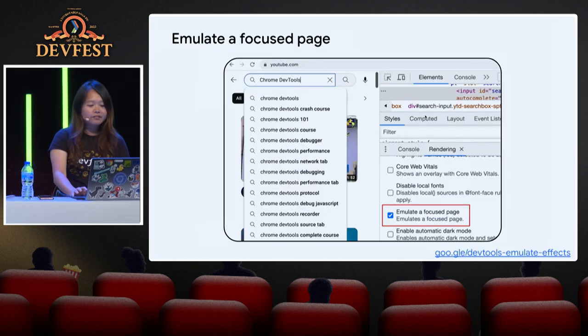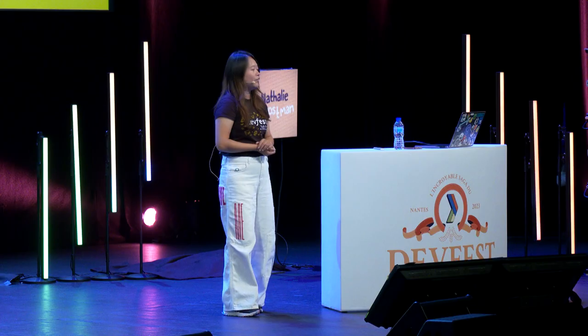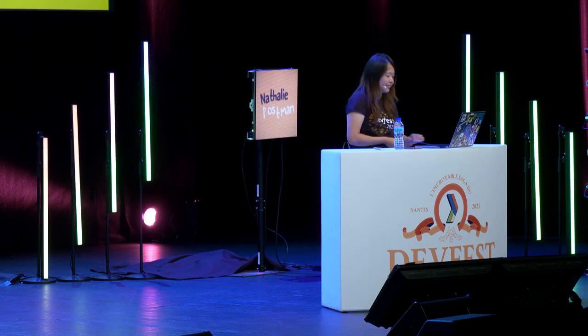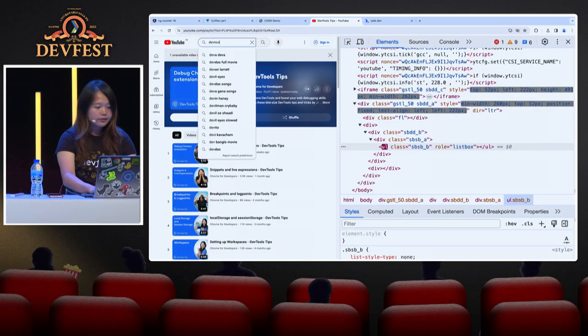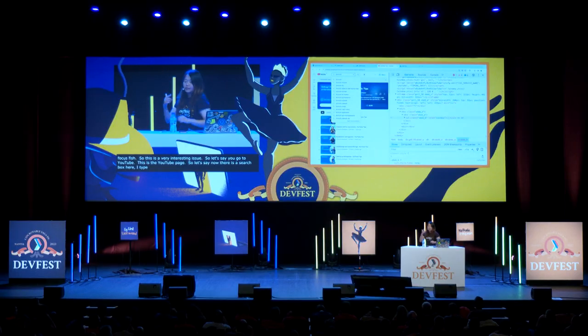Okay. So the next tip is about emulate a focused page. This is a very interesting issue. Let's say you go to YouTube. This is the YouTube page. Now there's a search box here. I type DevTools. I do a search. Let's say now in this search drop-down, some errors happen, and you want to debug that.